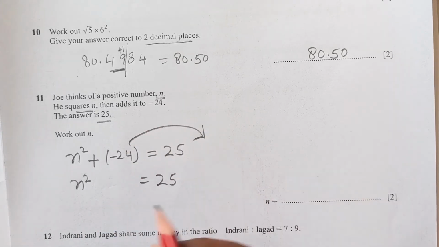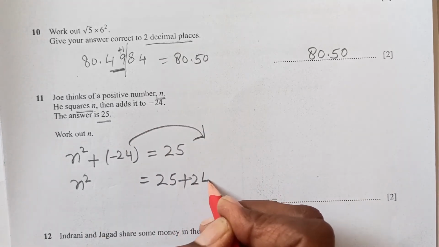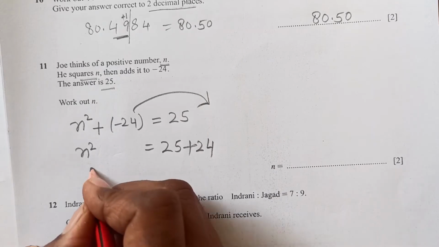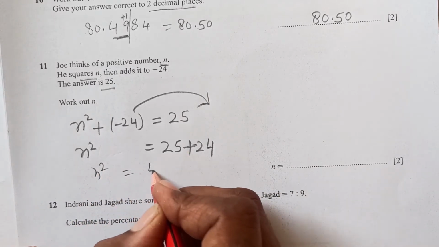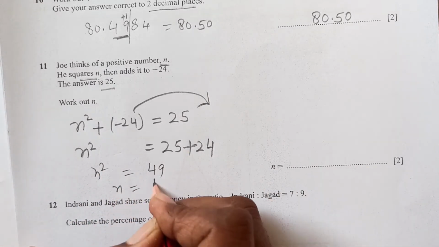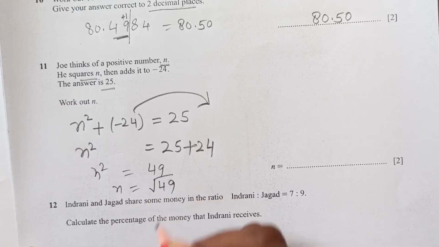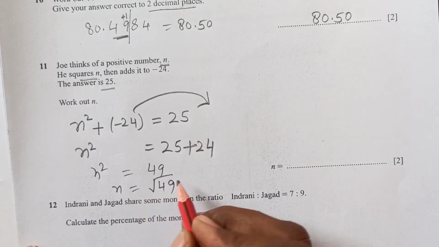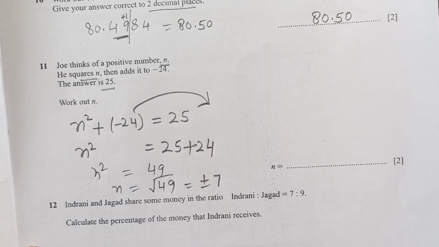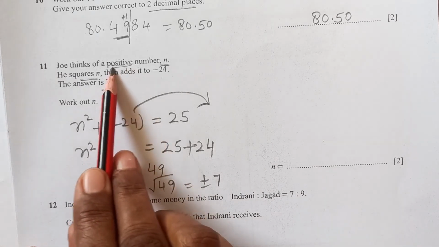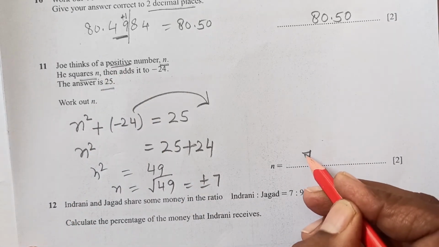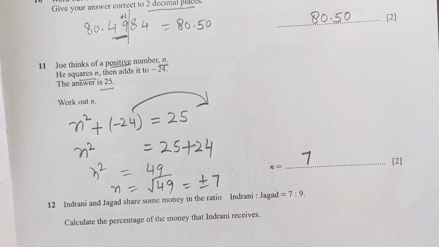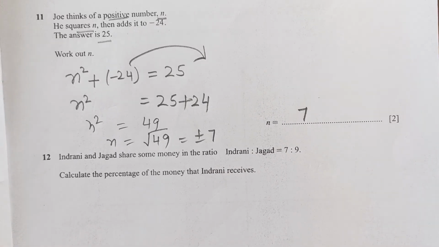So this 24 goes to the other side, plus 24, right? So n square is equal to 49. So n is the square root of 49. The answer is plus or minus 7, but he thinks of a positive number, so our answer is going to be positive. We are going to take only the positive sign of 7, right?